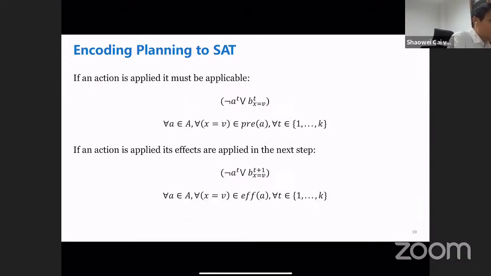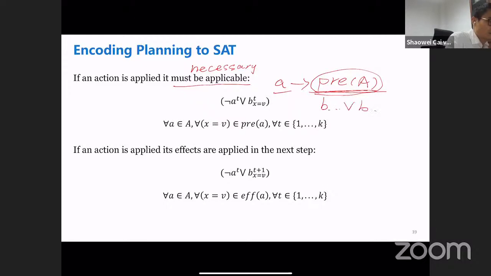And if an action is applied, then it must be applicable. This guarantees that the preconditions must be satisfied if an action is applied. So it's a necessary condition. If A is applied, that means that the precondition of A must be true. Okay, and what is this? Actually, this is a series of the states.